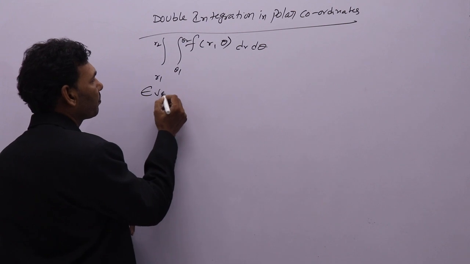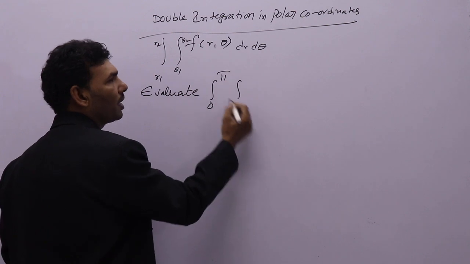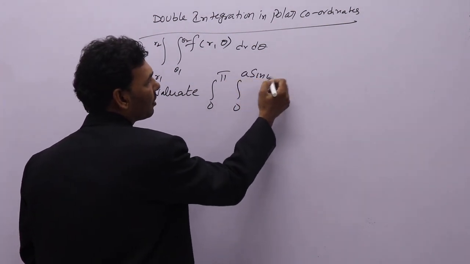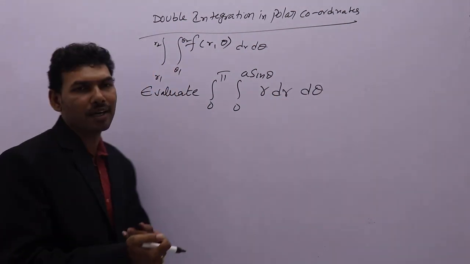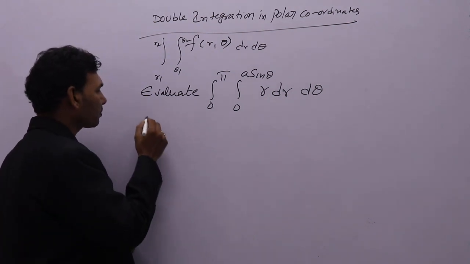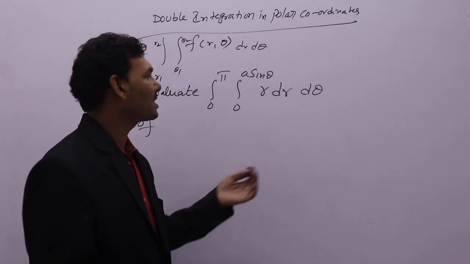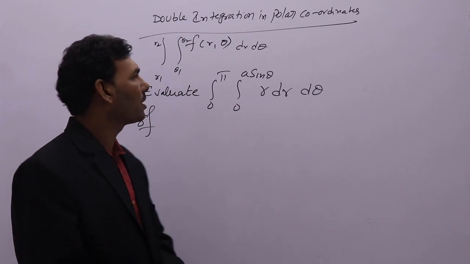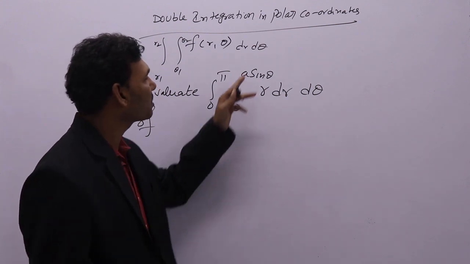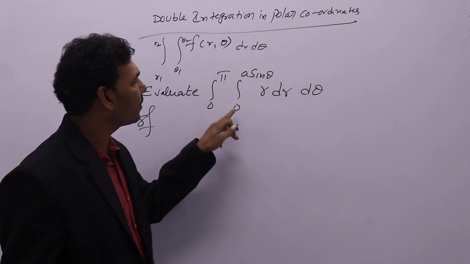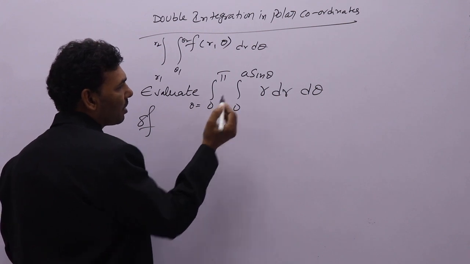Evaluate integral 0 to pi, integral 0 to a sin theta, r dr d theta. To evaluate this, first identify the limits: which are theta limits and which are r limits. As in the Cartesian system, if limits are in theta, they are limits of r. That means these are in theta, that's why these are limits of r. The remaining limits will be theta limits. So these are theta limits, these are r limits.